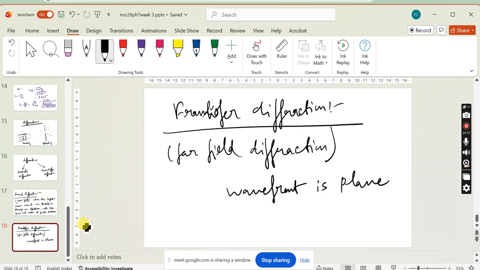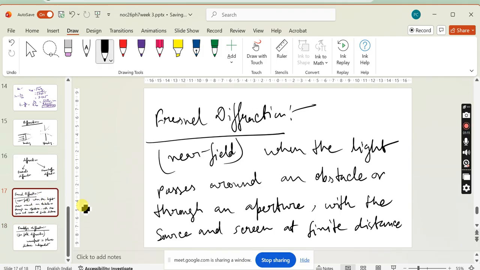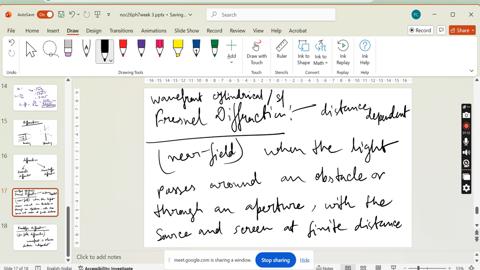And another difference in Fraunhofer diffraction is that to make the wavefront plane, we need convex lenses. So it becomes distance independent. And Fresnel's diffraction is distance dependent, and the wavefront is basically cylindrical or spherical.